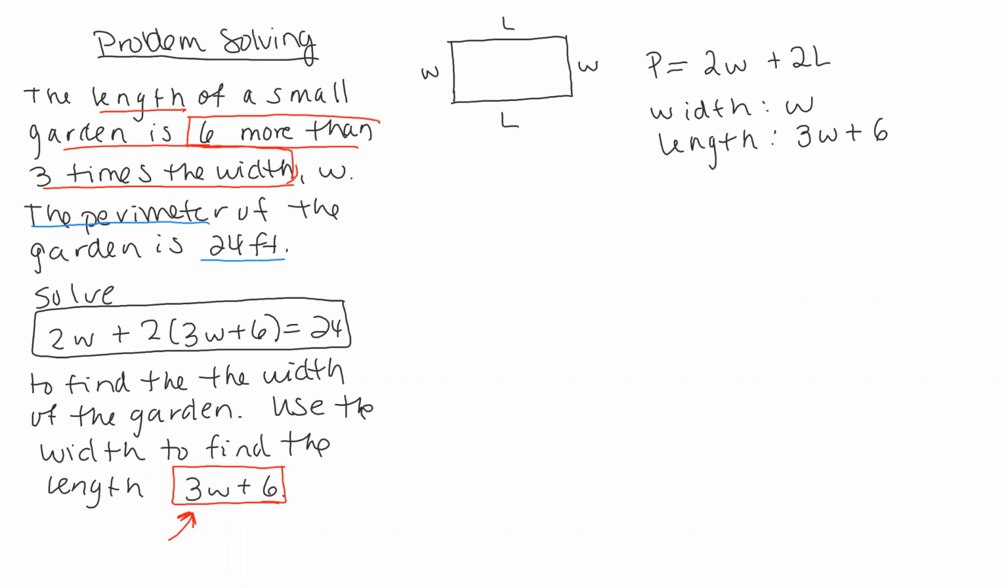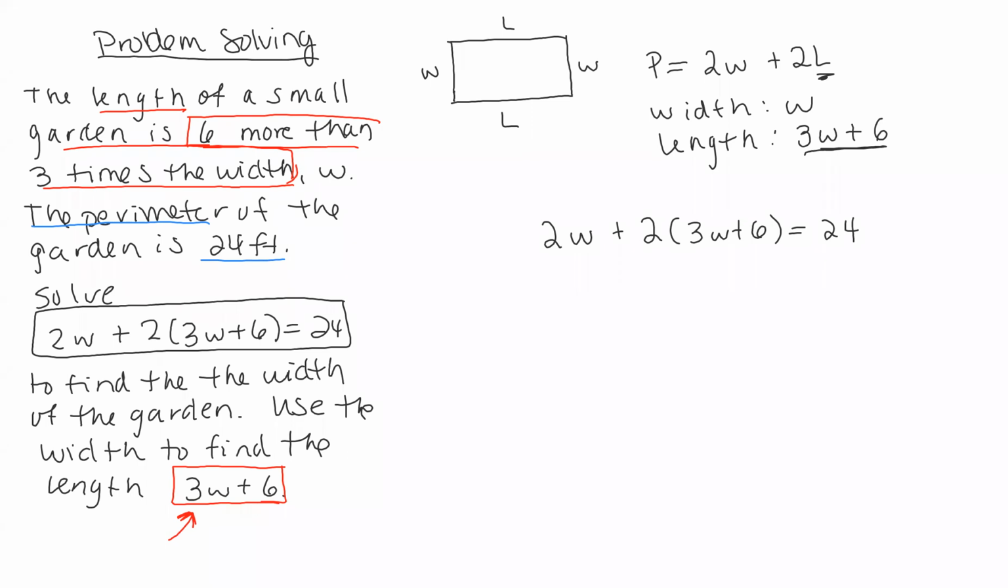So that leads us to the equation 2W plus 2 lengths, where the length is 3 times the width plus 6, and that all has to equal 24. So we're asked to solve this. If we can solve this, we'll get the value for W, or the width.